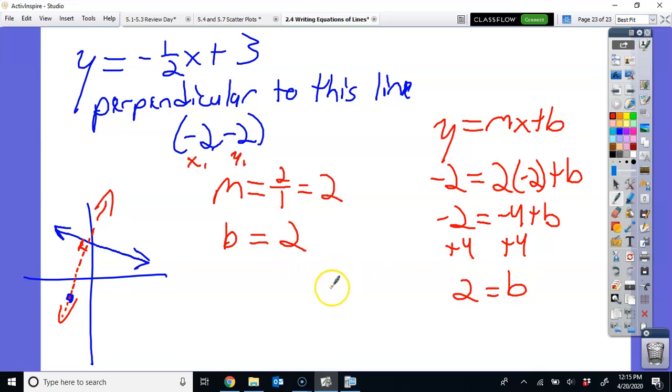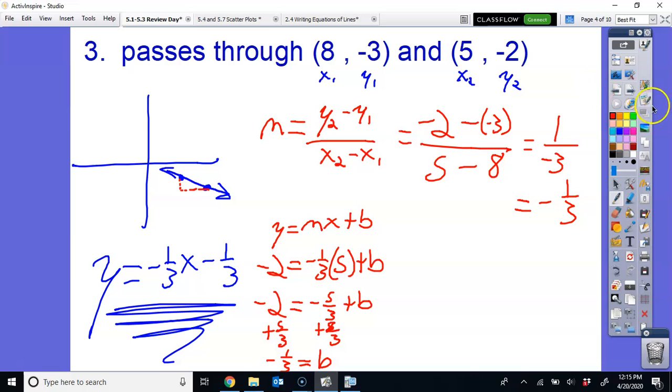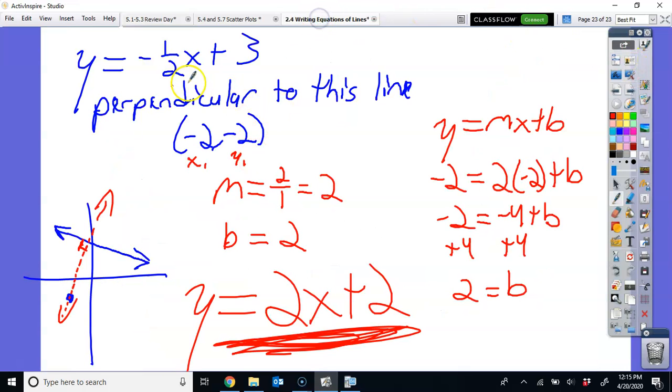So there's my B. I didn't mean for that to happen because I just made that one up on the fly. It ends up being the same M value and same B value again. So y equals 2x plus 2. That's my equation of this line right here. So with parallel lines, you use the same slope that's given to you and the point to find your B. With perpendicular lines, you use the opposite and reciprocal for the slope.